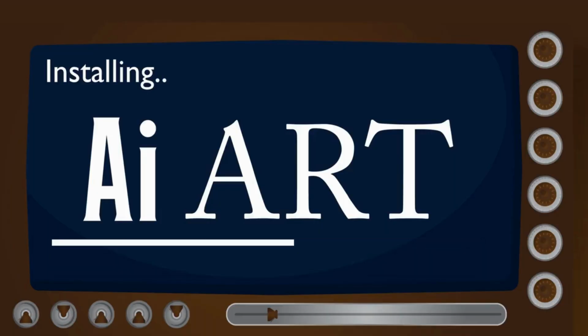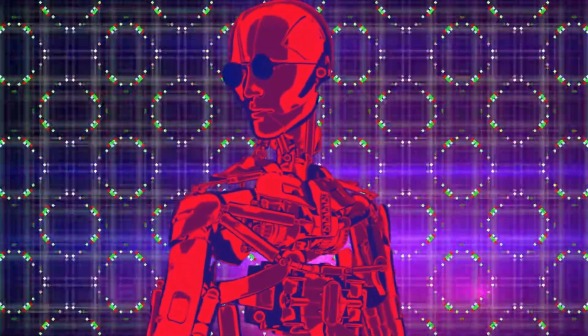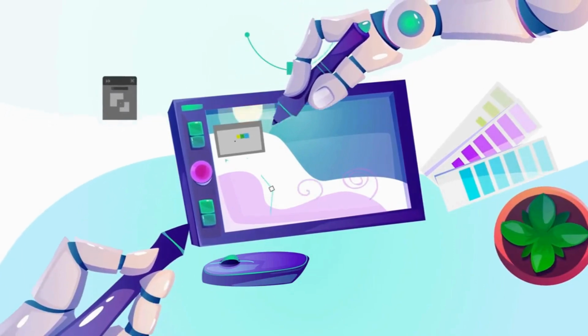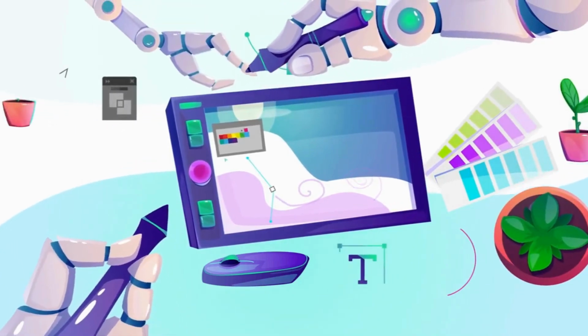AI art has officially gone next level. But which generator is actually the best in 2025? In this video, we're comparing the top AI art tools side by side.